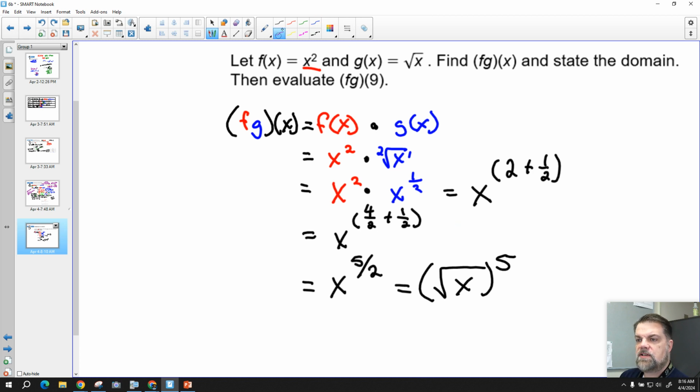Now what they want us to do is they still want us to state the domain, right? Since they're asking us to state the domain, and I have a square root here, what do I know about x? X cannot be negative. So x has to be greater than or equal to 0. X has to be a non-negative number because I cannot take the square root of a negative number.